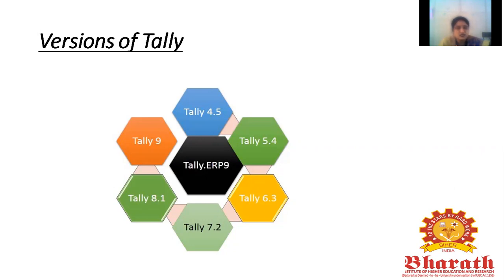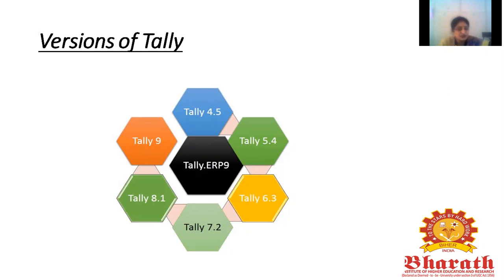The third version, 6.3, was released in the year 2001. This version was Windows-based, and it also supported printing and implementing VAT. VAT is value added tax. The next version is 7.2, released in the year 2005. It was added with the new feature of statutory compliance and also VAT rules as per the state wise. And the next version is 8.1.